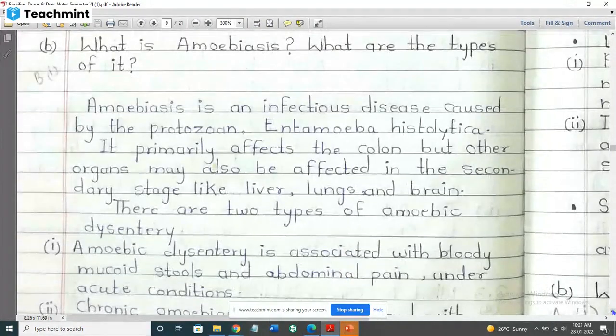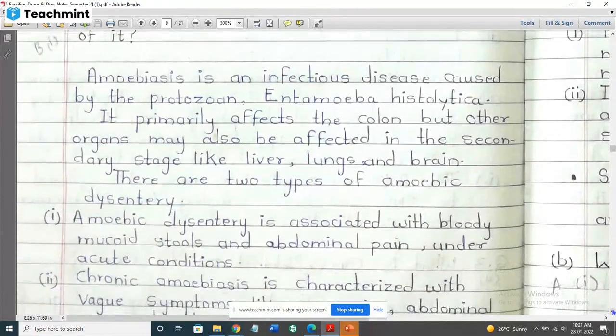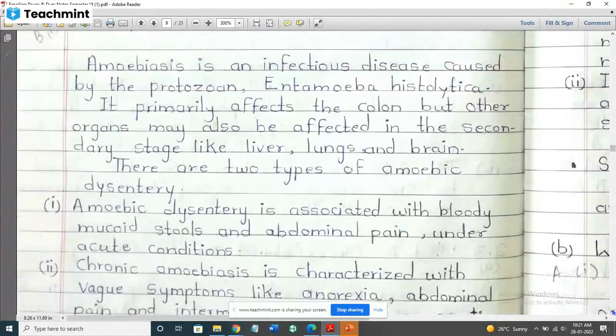Next is what is amoebiasis. Some terms regarding amoebiasis we have learned in metronidazole. Next question is what is amoebiasis and what are the types of it. Generally, amoebiasis is an infectious disease caused by the protozoan Entamoeba histolytica, and it primarily affects the colon, but other organs may also be affected in the secondary stage, like the liver, lungs, and brain.